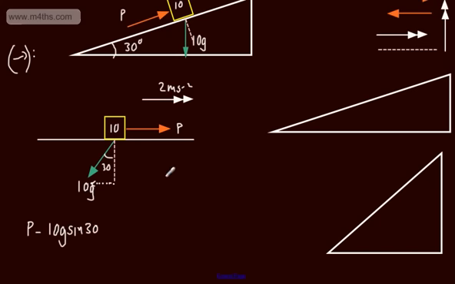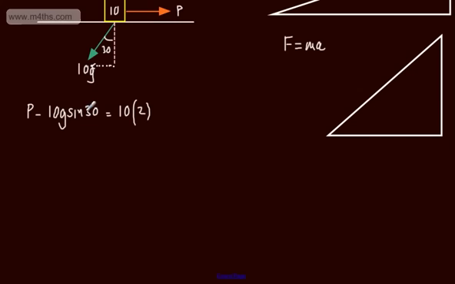Now, using Newton's second law again, remember this is just F is equal to ma. I'm resolving in the direction of motion. P minus 10g sine 30 will be equal to the mass, which is 10, multiplied by the acceleration, which is 2. Okay, so let's look at that. Now, sine of 30 is a half, so P minus 5g will be equal to 20. So P will be equal to 20 plus 5g. G is 9.8. 5 times 9.8 is going to be 49. So just adding that up, the force I'm exerting now is going to be 69 newtons. So we've solved for P.